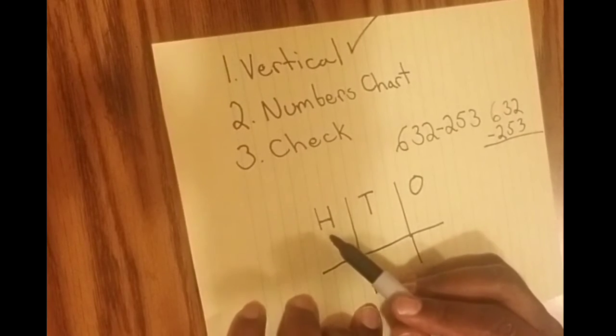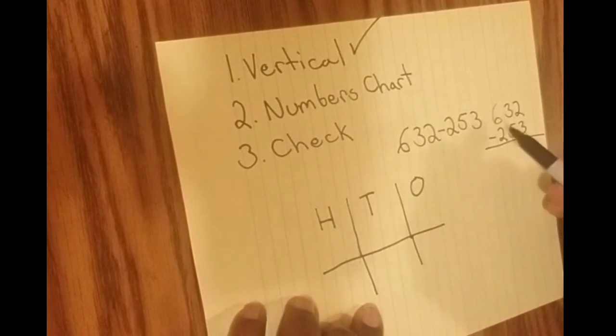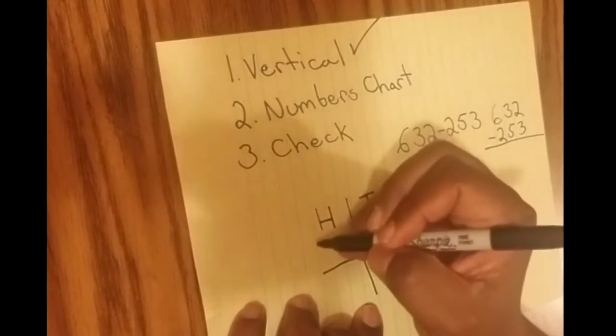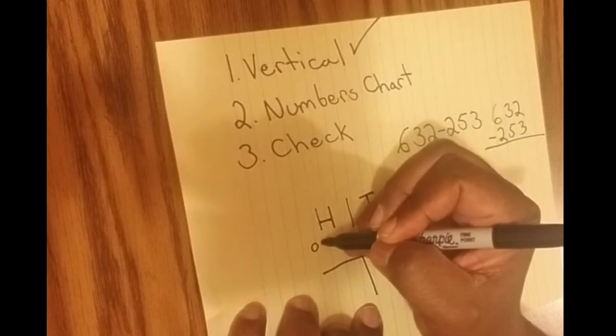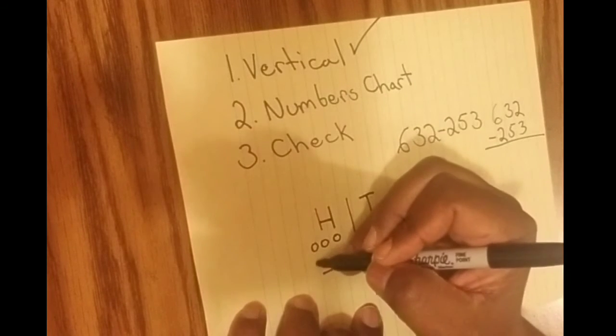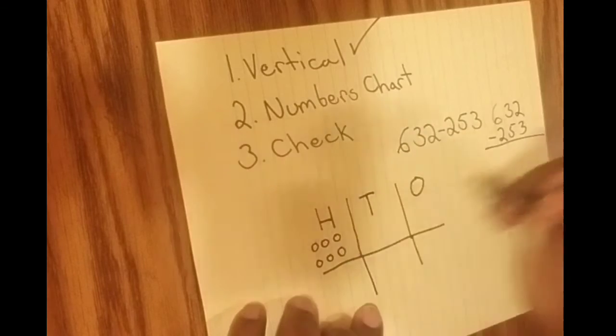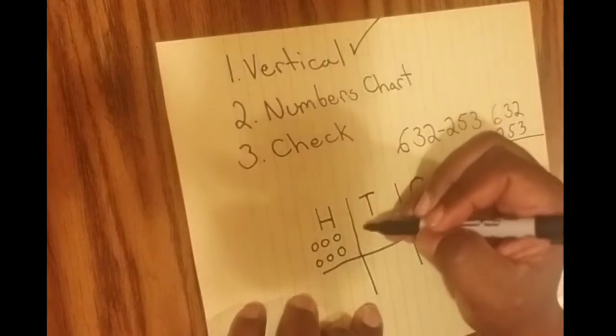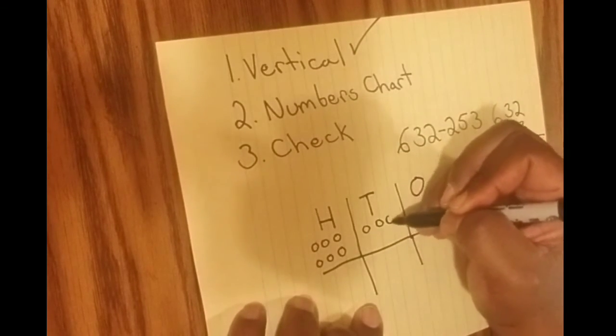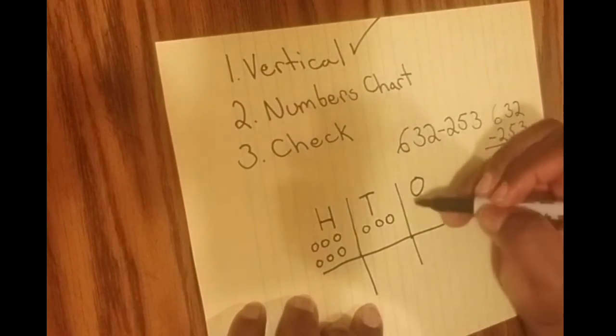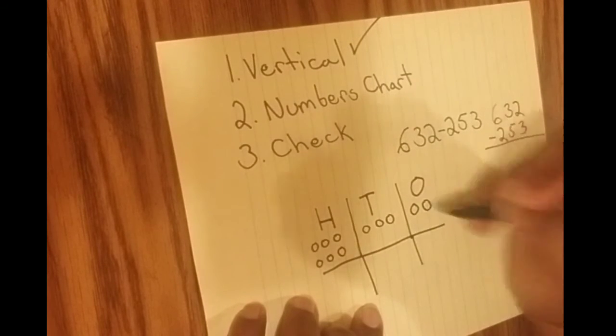So first I start with the hundreds. To count, how many hundreds do I have? I have 6 hundreds, so I'll draw 6 circles. 1, 2, 3, 4, 5, and 6. And I go to my tens place, which is 3. I have 1, 2, 3. And my ones, I have 2 ones. It's 1 and 2.